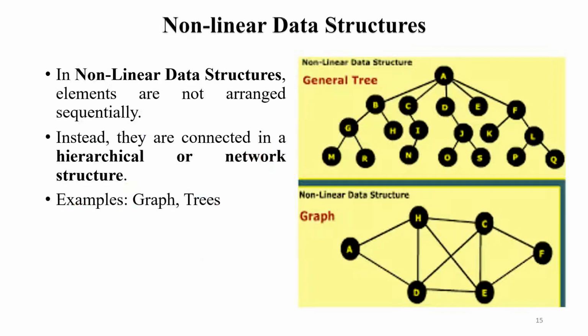Next is non-linear data structures. In non-linear data structures, elements are not arranged sequentially. Instead, they are connected in a hierarchical or network structure. The examples are trees and graphs. These structures are useful for representing complex relationships between data elements.